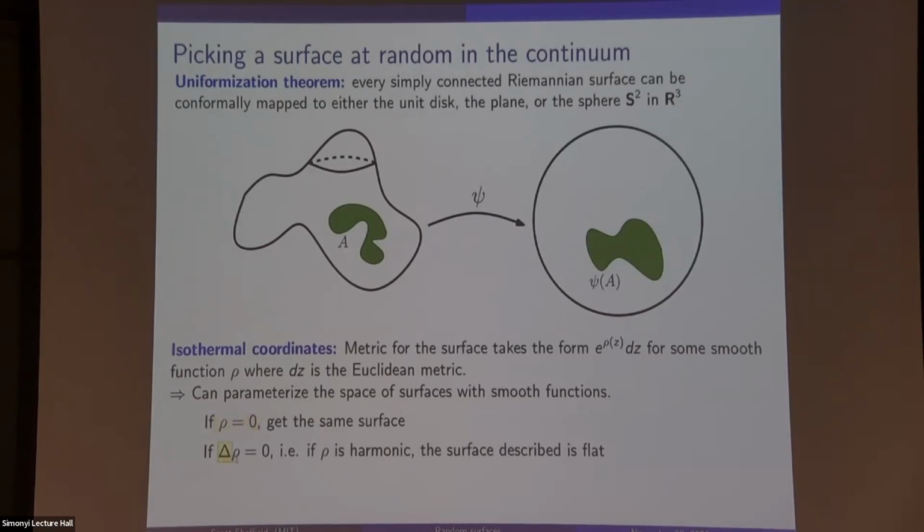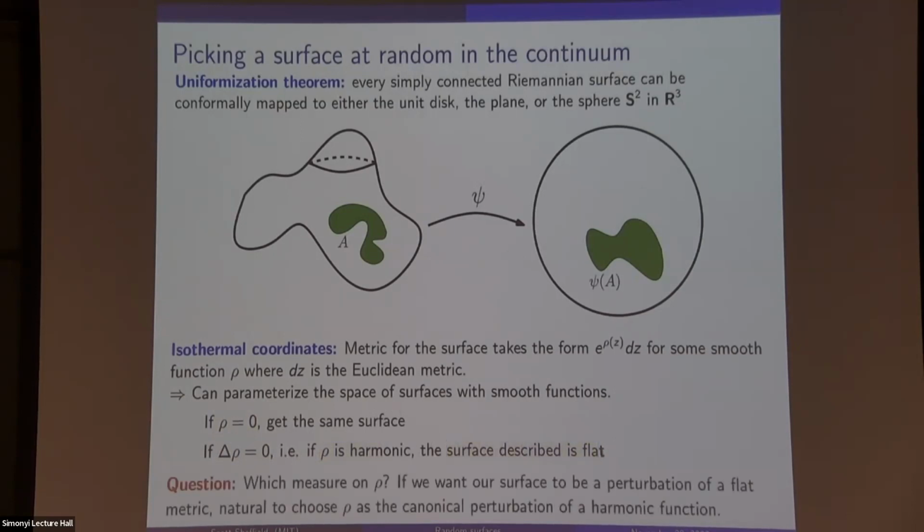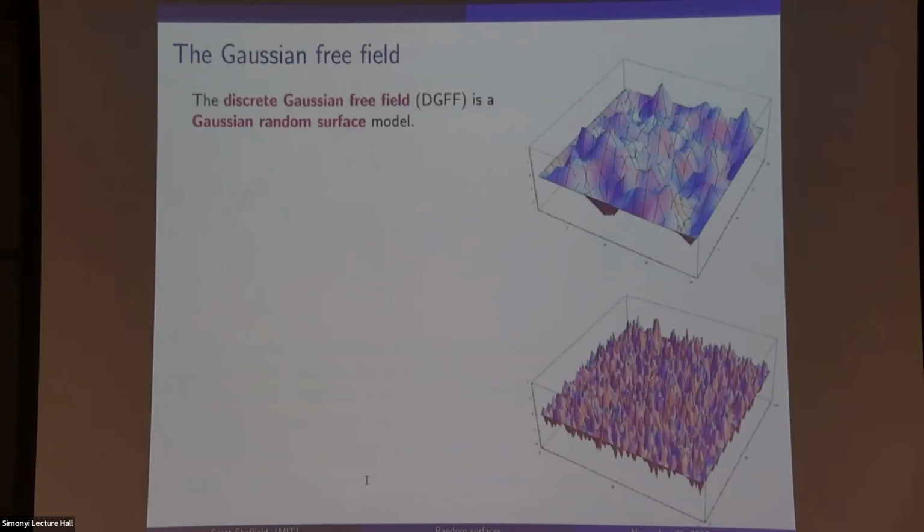But if you take the gradient of rho to be 0, it turns out that corresponds to rho being harmonic and the surface being what we call flat. So, zero Gaussian curvature. And the question is, what is the natural measure on rho to choose if you want to choose a random surface? You want it to be sort of a perturbation of a flat metric. It turns out it's natural to take it to be what we call the Gaussian free field.